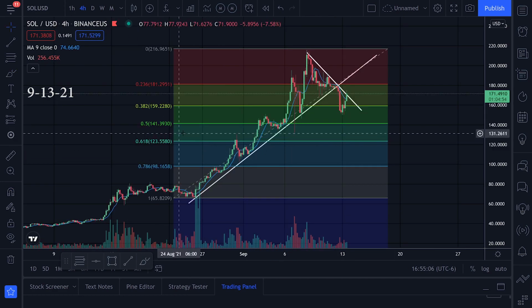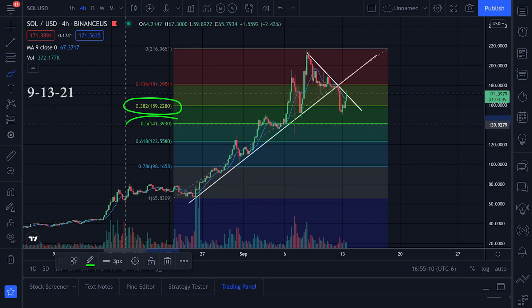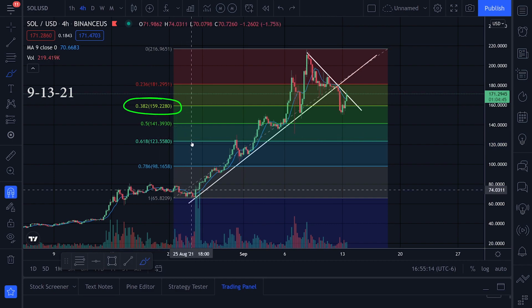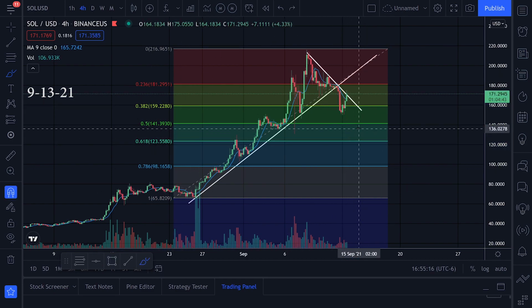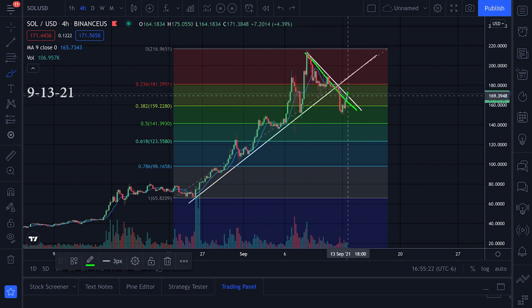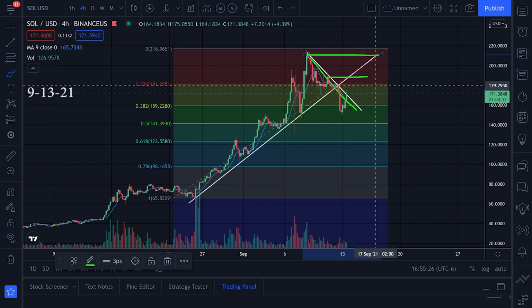Alright, so if we go back to Solana, like I said, I had limit orders set at 159.22, 141.39, 123.55. Let's see if we could fill some of those limit orders, and if not, let's see if we could break this trend line going to the upside right here. I think if we start moving to the upside, I'm going to dollar cost average a little bit more and see if we could hit this target right here, or maybe even this target right here.